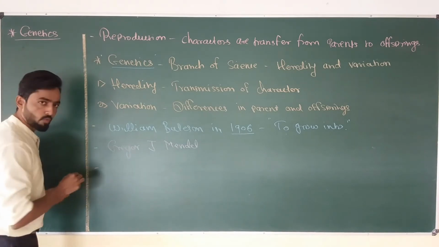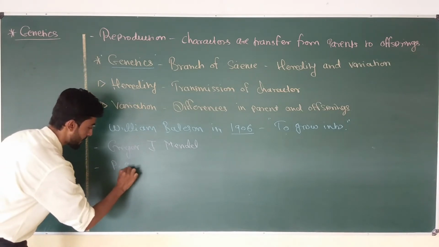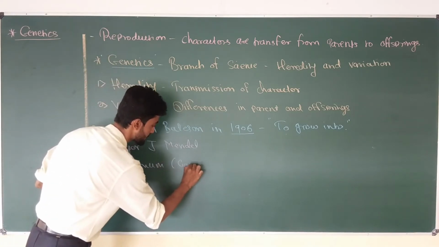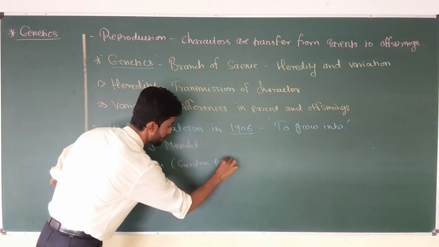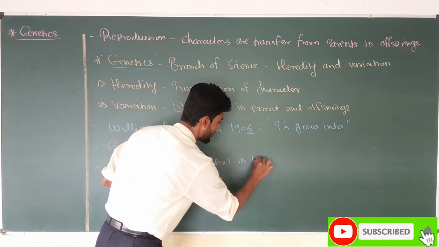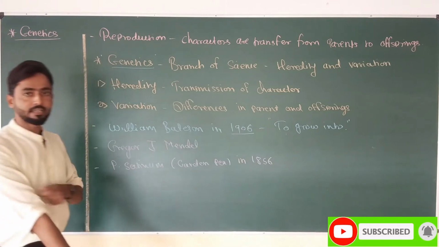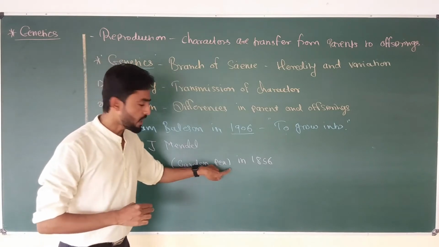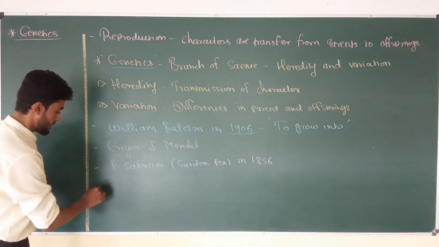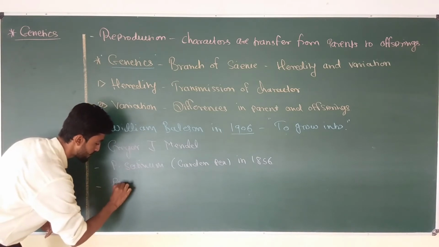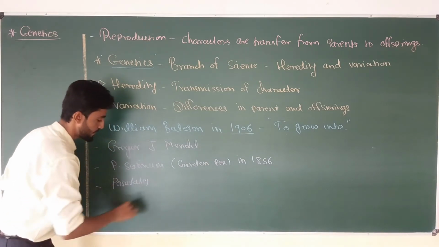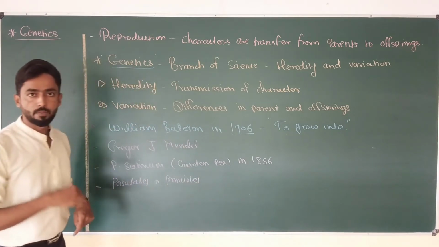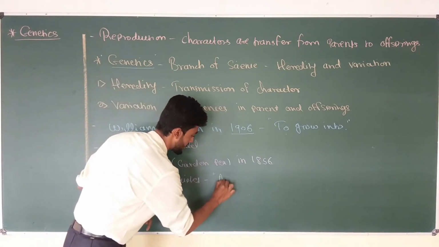Mendel started his work on Pisum sativum, that is the garden pea plant, in 1856. Then he reported his findings in 1865. In his study he proposed some postulates or principles, now famously known as Mendel's laws of inheritance.